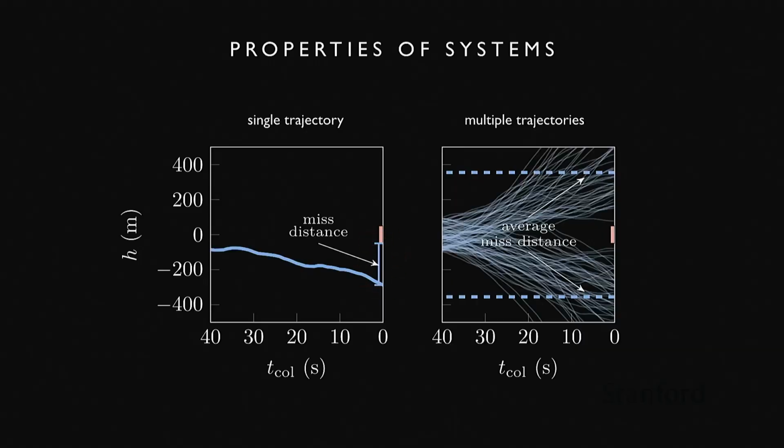So we want to make sure that we have this big vertical separation at that time to ensure that we don't collide. And so we'll take the missed distance when we've lost all of our horizontal separation. When the time to collision is 0, we don't want it to be within this red region, meaning that we got too close to the other aircraft. If we have multiple trajectories, we could try to compute the average missed distance. That's what's going on here.